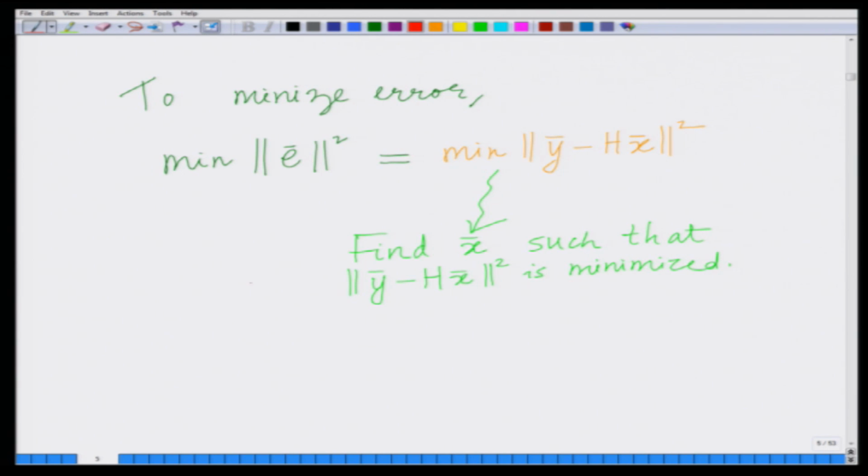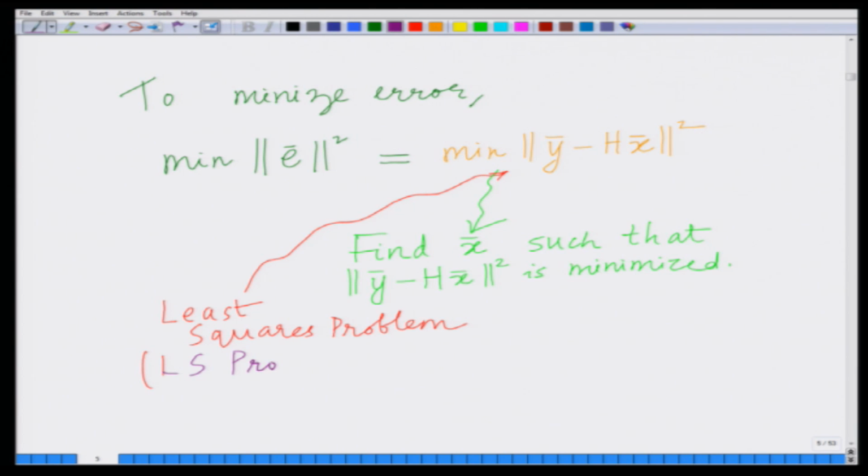And therefore, now you can look at this structure. The structure of this problem is such that it is a square of the norm, and we are minimizing this square. This is also known as the least squares problem, which is abbreviated as the LS problem.